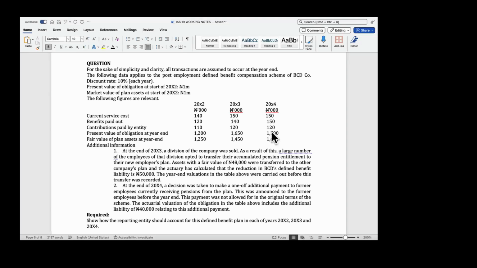Show how the reporting entity should account for the defined benefit plan in each of the years 20X2, 20X3, and 20X4.